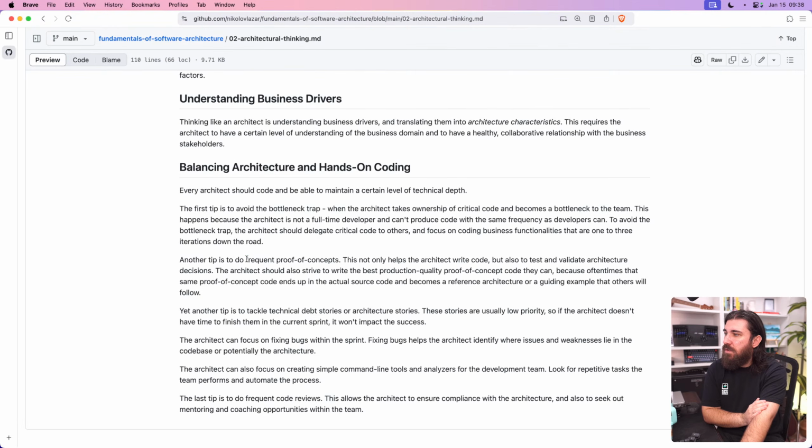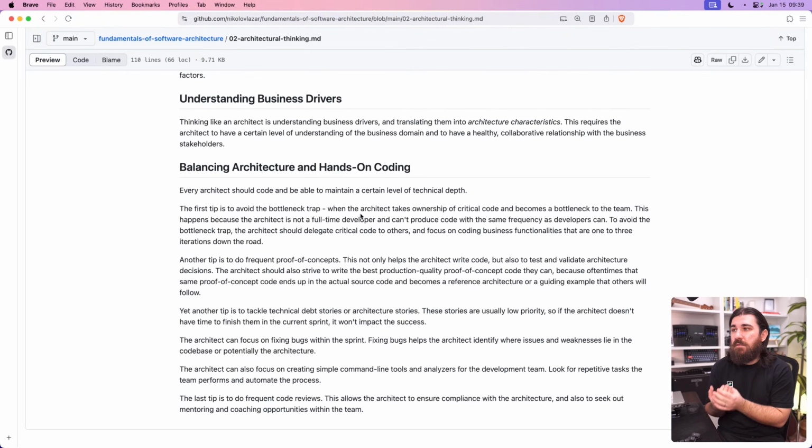Another tip is to do frequent proof of concepts. And this is really important for an architect. This not only helps you write code, right? It's a POC, you're still writing code, but it's also important because it allows you to test and validate the architecture decisions. And I think this is also a natural aspect of working as an architect. You make a decision, but you need to validate that, right? You don't always have the knowledge and the confidence whether that's going to work or not. You might be missing some information or some aspects, details of the technology.